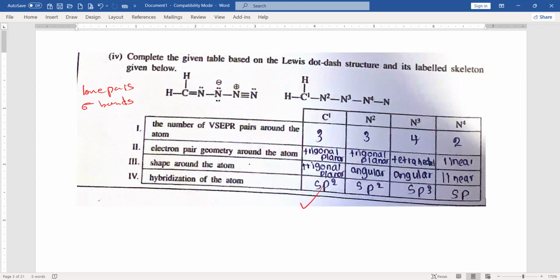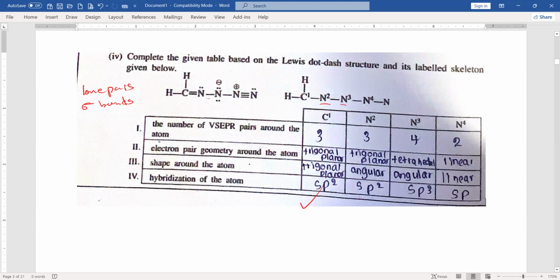The second one, the N2, this one. 1, 2, 3, we have 3 Vesper pairs: 2 sigma bonds and 1 lone pair. Then the electron pair geometry is trigonal planar. The shape of the molecule is angular. Why? 2 bonds and 1 lone pair means it is angular. And the hybridization is again sp2.